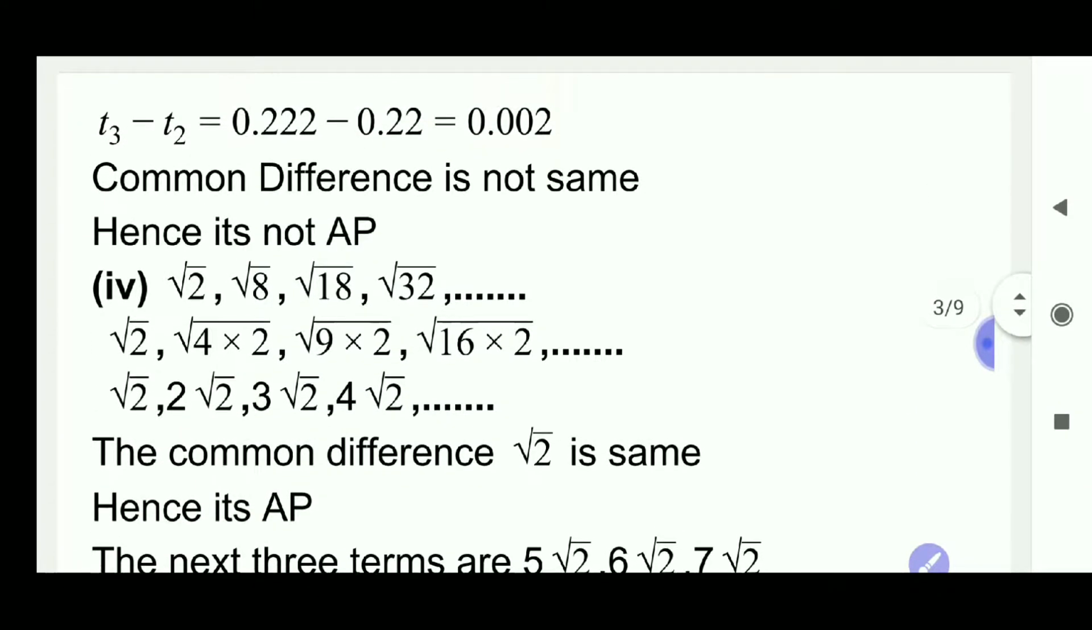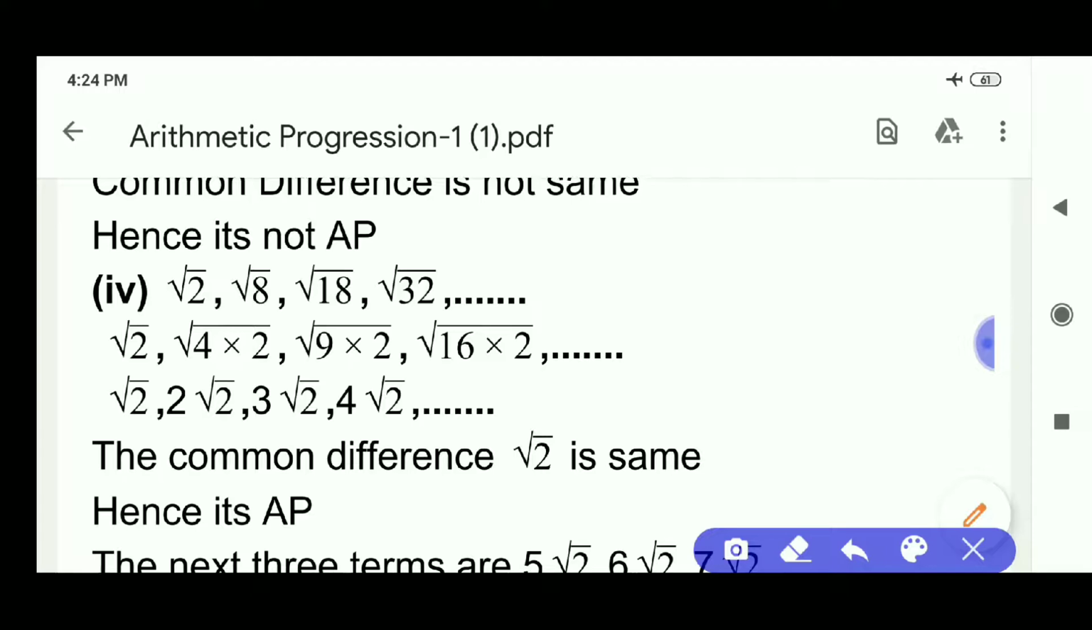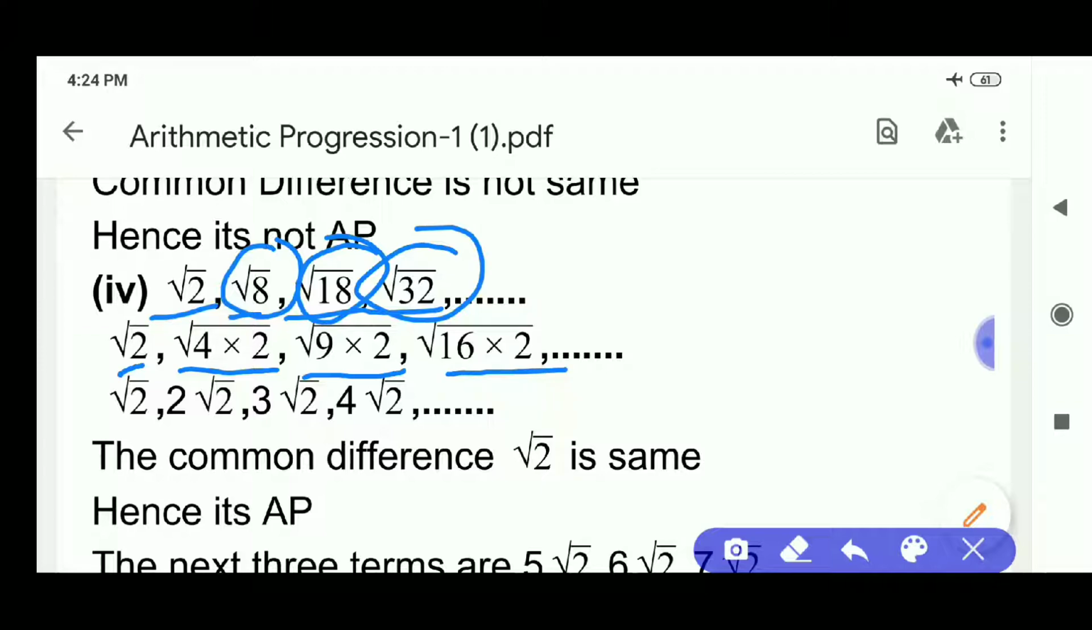One more question. Root 2, root 8, root 18, root 32, and so on. Don't worry, it is very easy. Root 8 can be written as root 4 into 2. Root 18 can be written as root 9 into 2. Root 32 can be written as root 16 into 2. Now, root 2.